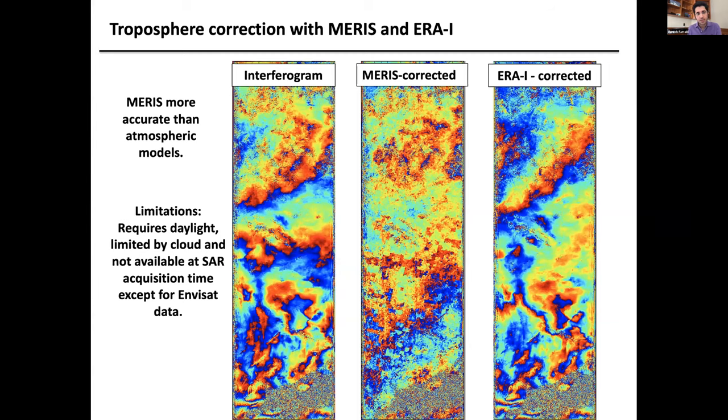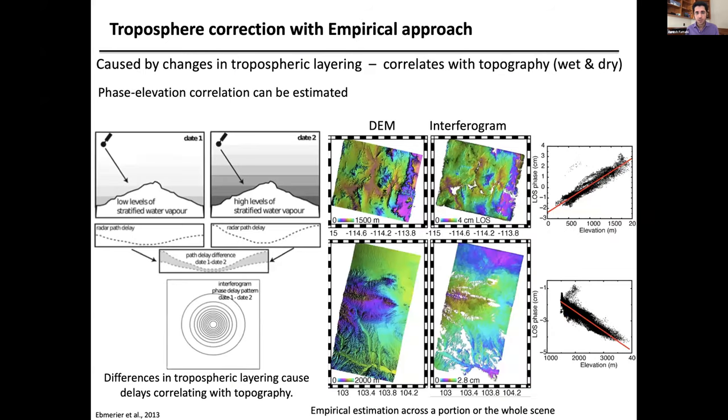It showed statistically that whenever the spectrometer data are available, of course it works better. But the problem is they are not available. ENVISAT is not live anymore. Sentinel doesn't have that sensor. And even if they are available, you have problems with cloud and you need daylight. Okay, so that's why there are other methods based on the atmospheric models.